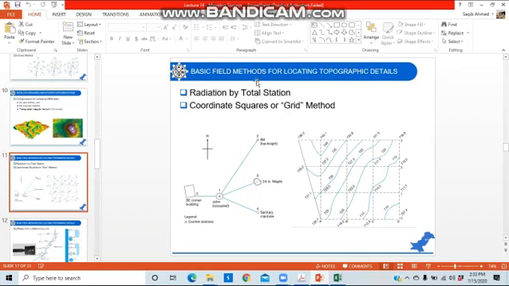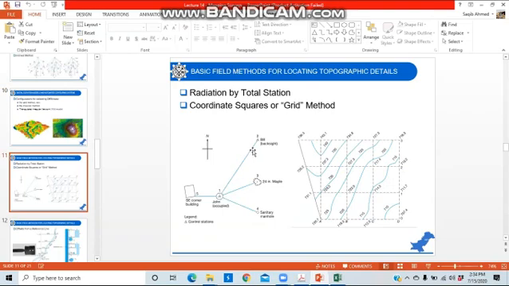Radiation by total station: basic field methods for locating the topographic details. One is a ground method, radiation by total station. In this ground method, you have some control station. Here you can see the control station, where John is having his total station. That is a control point, right?